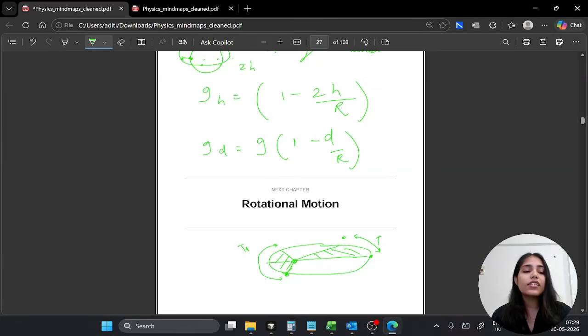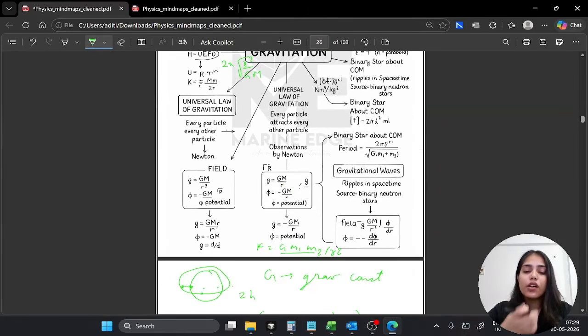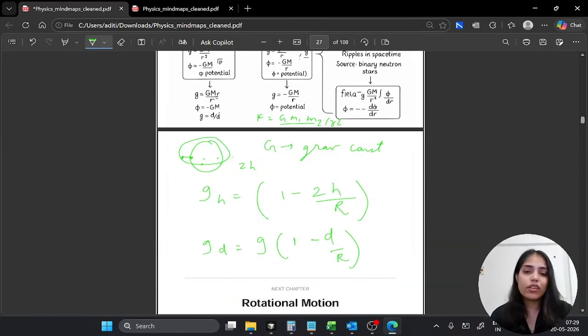And lastly, we have the third law, which says that the square of the time period is proportional to the cube of the distance, or the orbital radius. That's about it. Those are the three Kepler's laws. All right. Now, this covers most of the given values. I'd like you to check what the value of G is.